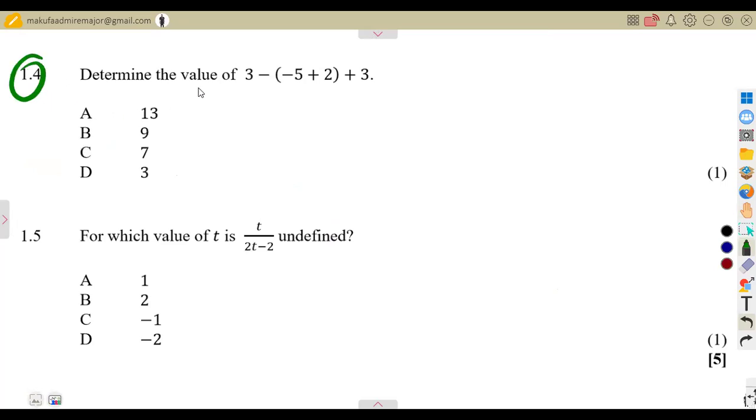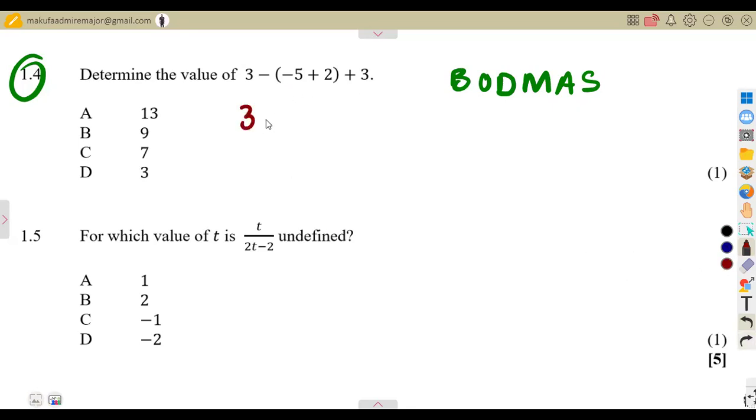All right, 1.4, determine the value of this. There we are supposed to apply our BODMAS. Remember your BODMAS, brackets of. Are there brackets? Yes, there are brackets here. So simplify what is inside the bracket. Guys, you can even use your calculator.